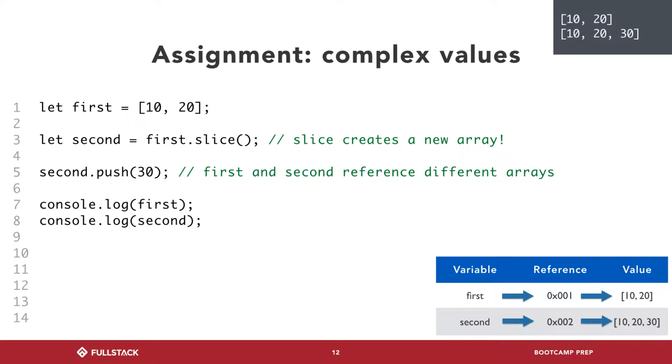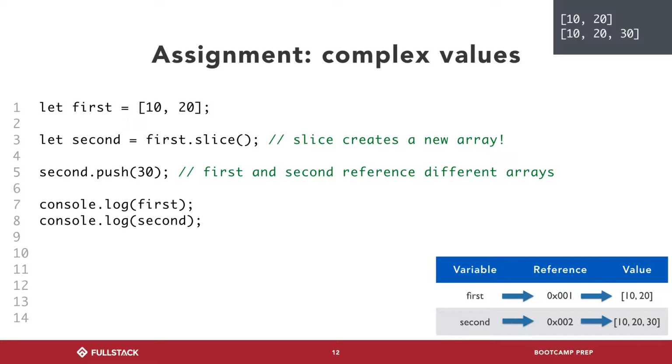If I have an array called first and it's equal to an array with a value of 10, 20. When I do array.slice there on line 3, what I'm doing is I'm actually going to create a brand new copy of that array. And notice how if I create a separate copy of that array, I get the same quote-unquote value of it, but it's a copy, right?